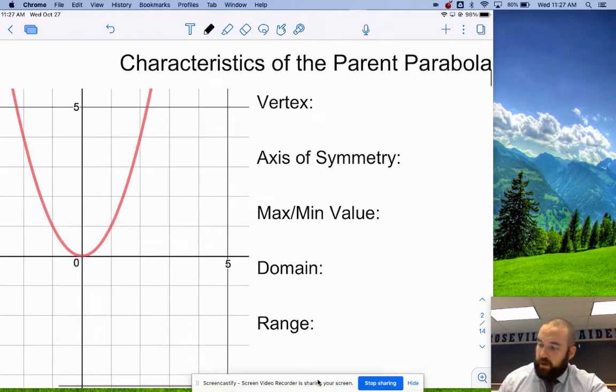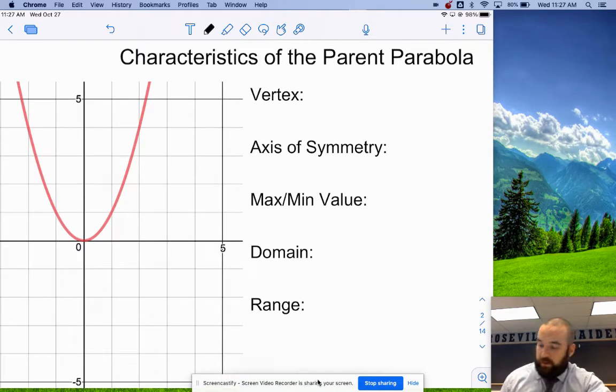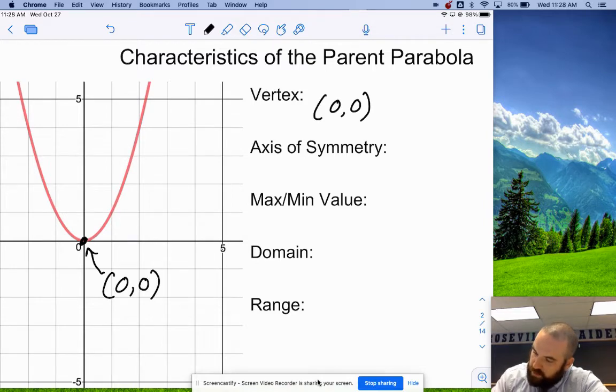So a couple things to talk about for the parent version of the parabola. It does have a vertex just like absolute value did, and that vertex is right here where the graph switches from decreasing to increasing. So it's coming down in the beginning, hits the vertex, and then comes back up. That vertex is a coordinate, and that coordinate is 0, 0. Just as with absolute value, this parabola has a line of symmetry that goes straight down the middle. Vertical lines are always written in the form x equals. In this case, the line of symmetry is right through the y-axis, and that line is x equals 0.